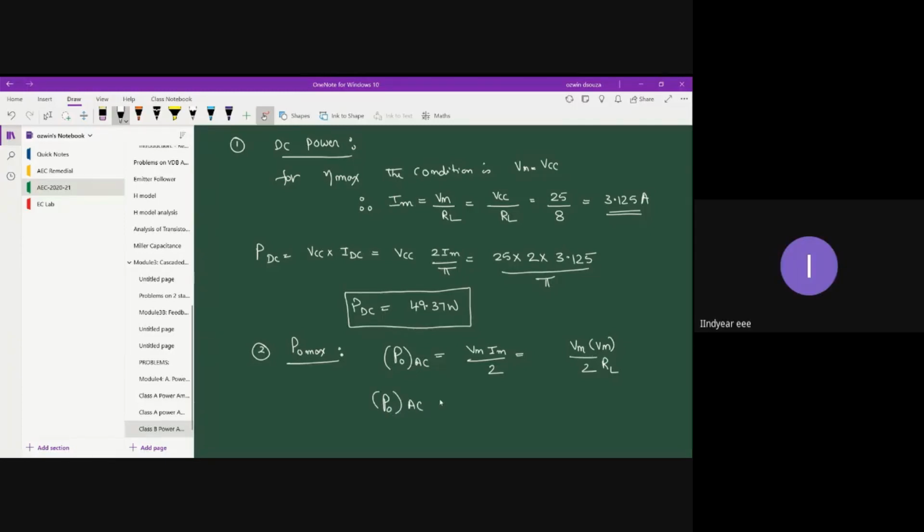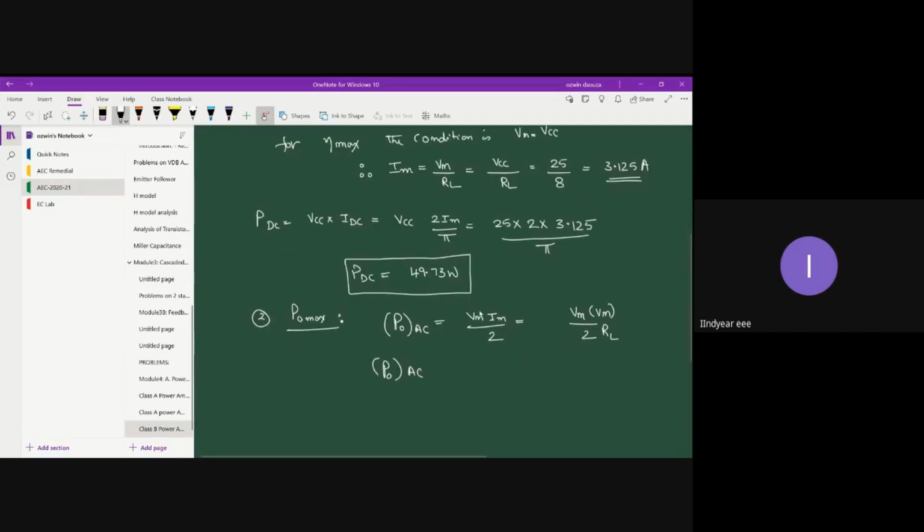Tell me, so PDC is 49.37 or 49.73? 73, sorry. PDC is 49.73. I think 73. Okay, it is 49.736 watts. So 2-digit approximation is sufficient.